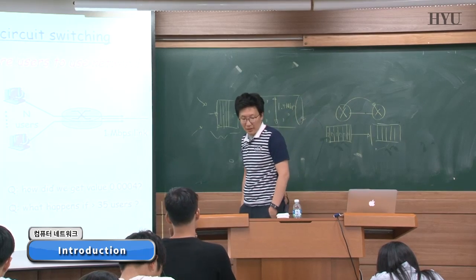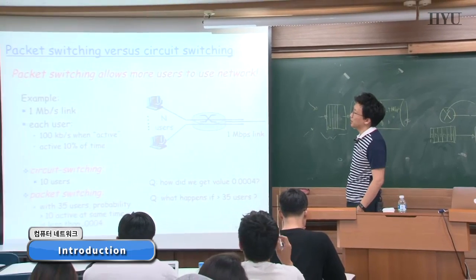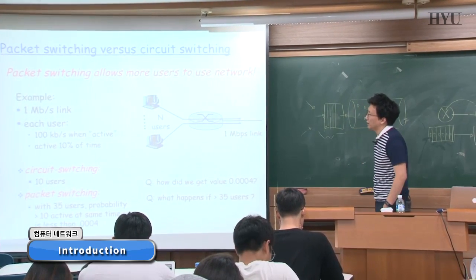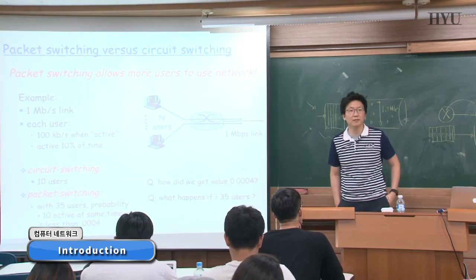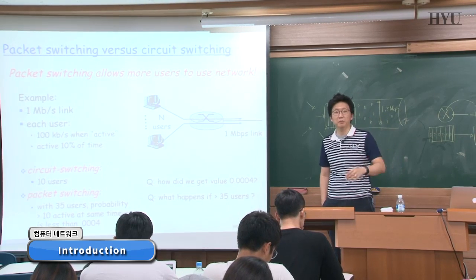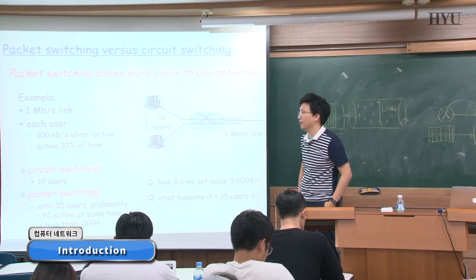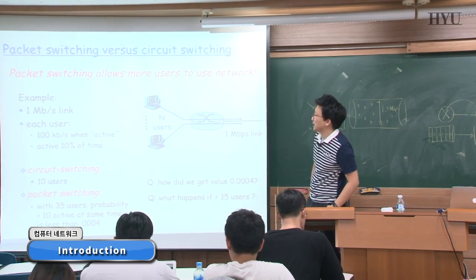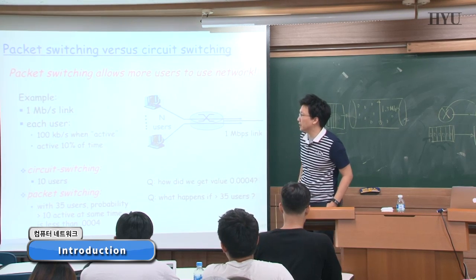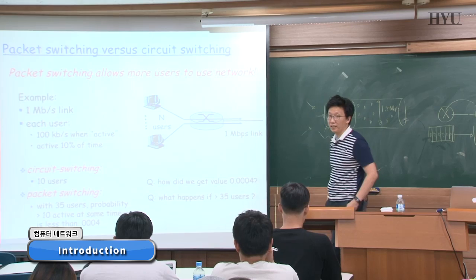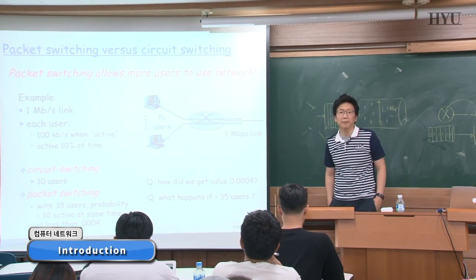But packet switching versus circuit switching. Packet switching allows more users to use the network. With circuit switching, like I mentioned, there's a limitation at the beginning. If my circuit can only hold 100 people, that's it. But packet switching should host more. How is that possible? This is a 1 megabit per second link. Each user sends 100 kilobits per second when they're active. However, they're only active 10% of the time.